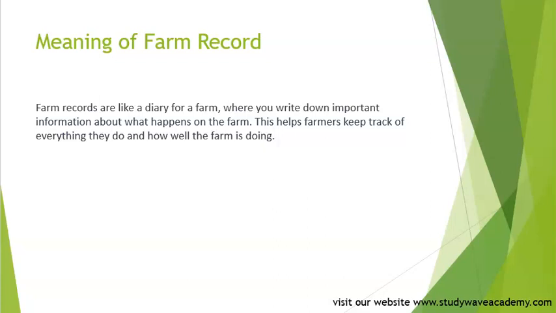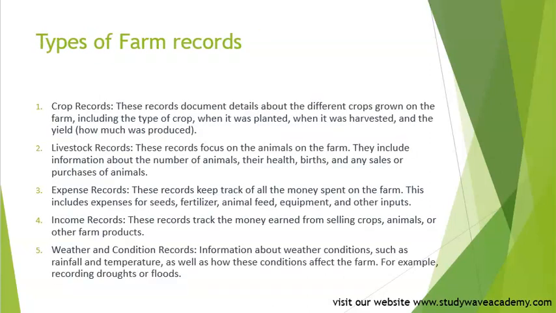We have different types of farm records. So we are going to be looking at the different types of farm records. Okay? One, we have crop records. These records document details about the different crops grown on the farm, including the type of crop, when it was planted, when it was harvested, and the yield, how much was produced.